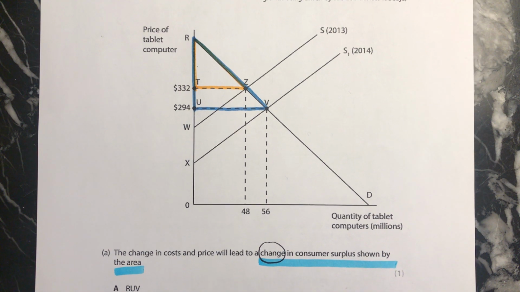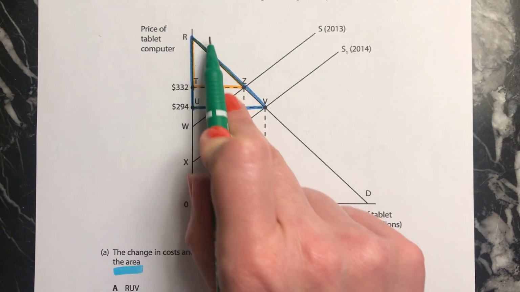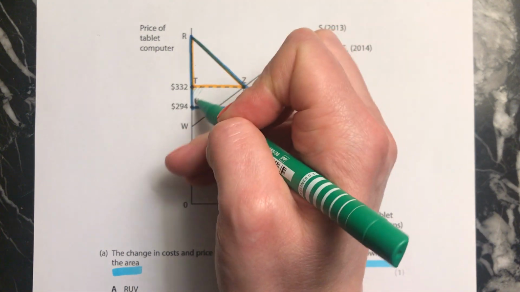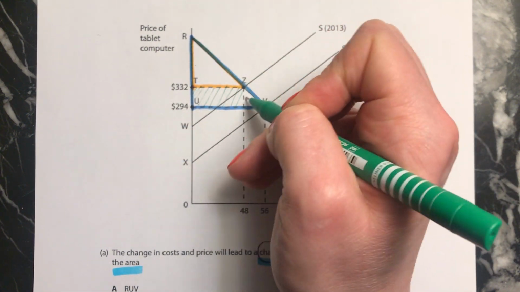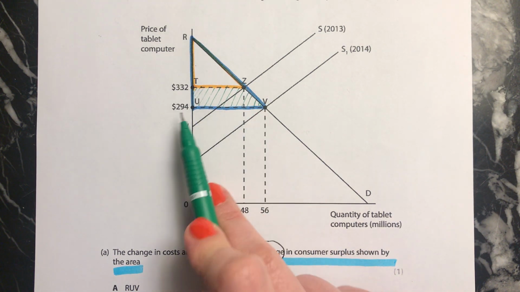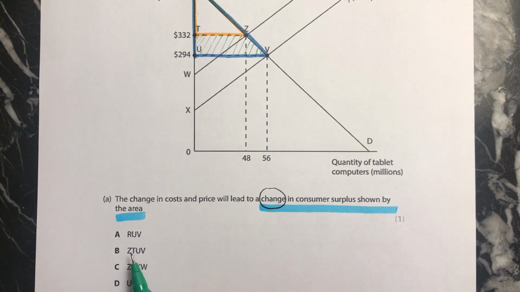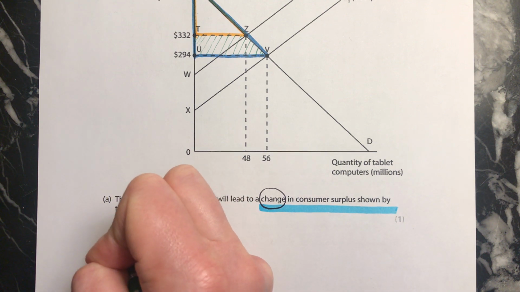So the change, because it went from this smaller triangle to the bigger triangle, the change is this area here. So it's TZVU. We need to look for that here, and that's this one, TZVU. It's in a different order, but that doesn't matter. So the correct answer is B.